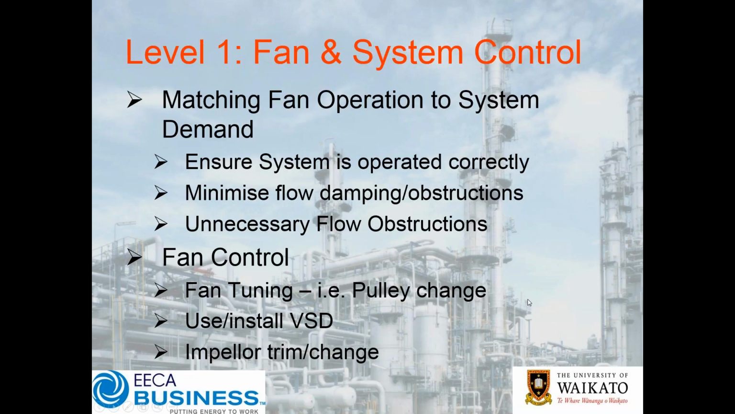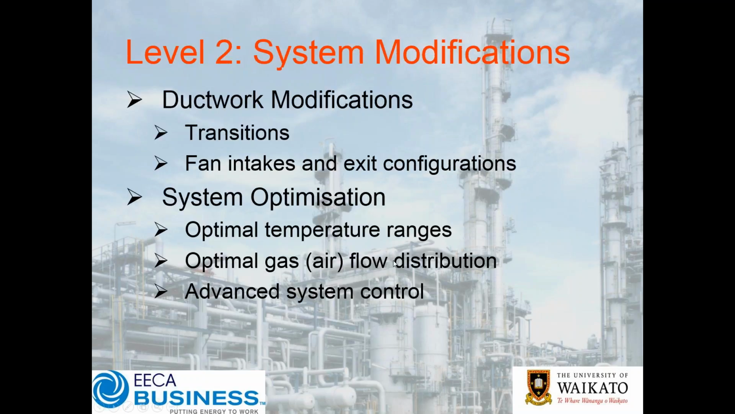From a fan control point of view, can we tune the fan? Is there a pulley change that can get us a better operating point and move away from using flow dampers? Can we better utilize or install a variable speed drive? Do we just need to get the right impeller? It could be as simple as, if you want more capacity, you might be able to pull out the impeller and get a slightly bigger or wider impeller. It might even entail a motor change, but that might free up capacity that you require.